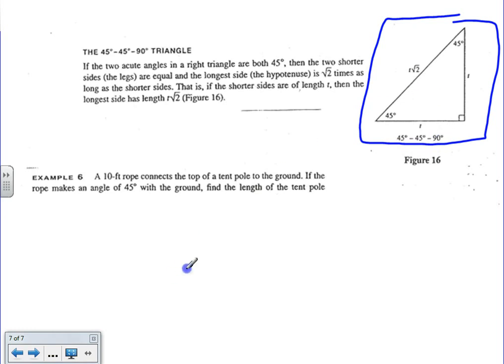So an example that they give us here in number 6 is that a 10-foot rope connects to the top of a tent pole, and it goes to the ground. So here's my tent pole, and then here's the rope going to the ground. And it makes a right triangle because the tent pole and the ground are going to be perpendicular.